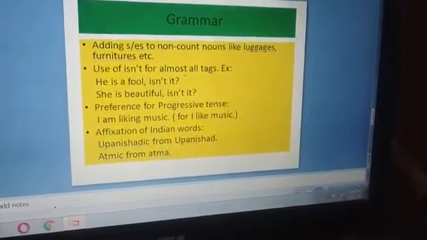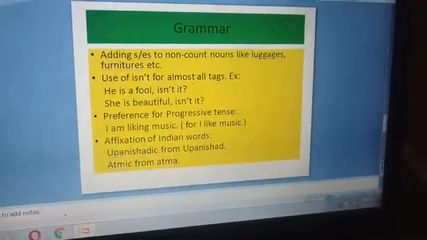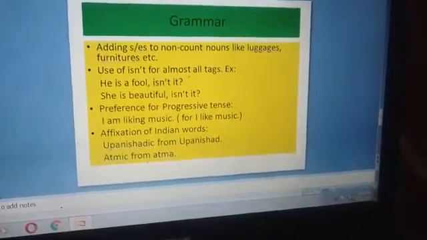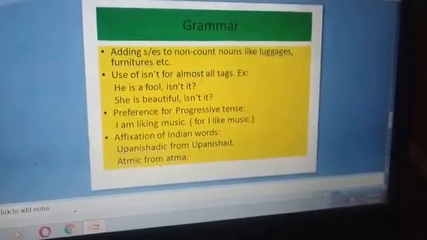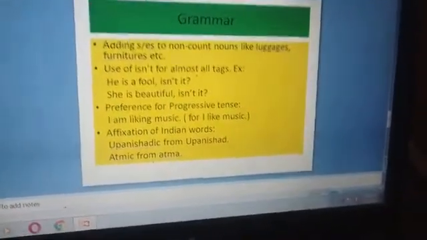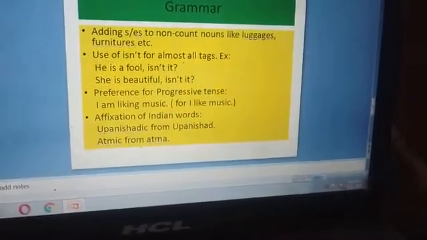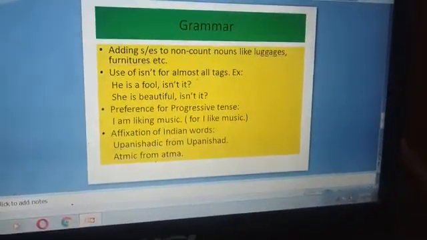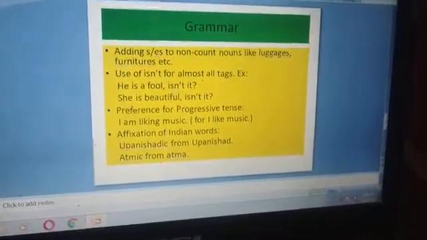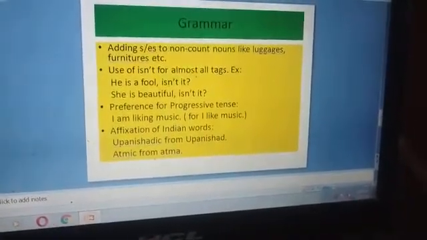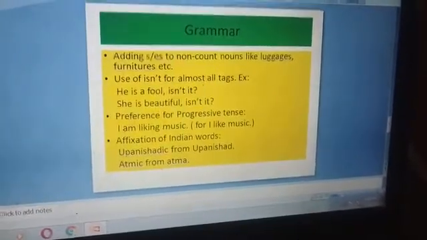Then we have a preference for the progressive tense. Generally, we tend to use the progressive tense in place of the simple present tense. For example, we like to use a sentence like I am liking music for the sentence I like music. Then another feature of Indian English grammar is the use of English affixation in words with a Hindi root. For example, we have words like Upanishadik from the word Upanishad and Atmik from the word Atma.